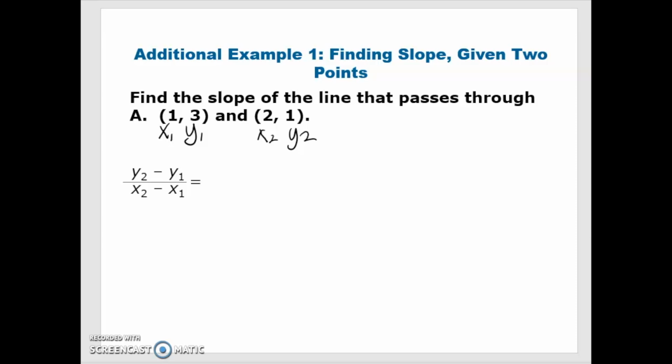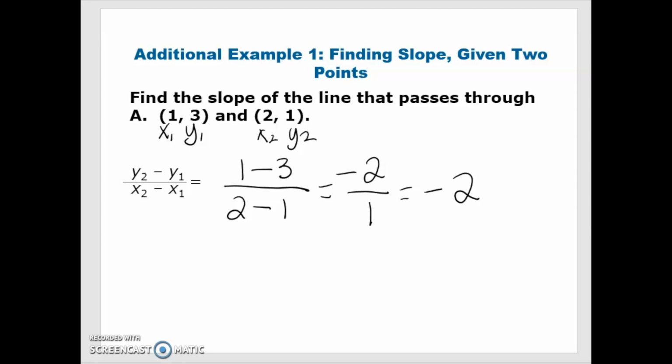So my y2 value I can see is 1 minus my y1 value is 3 over my x2 value is 2 minus my x1 value is 1. Now I just need to subtract and reduce. 1 minus 3 is negative 2. 2 minus 1 is 1. And negative 2 over 1 is negative 2. So my slope is negative 2.